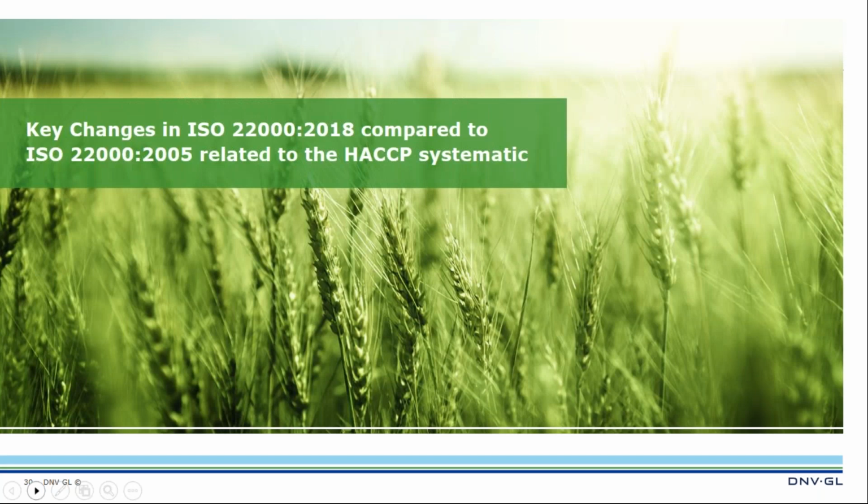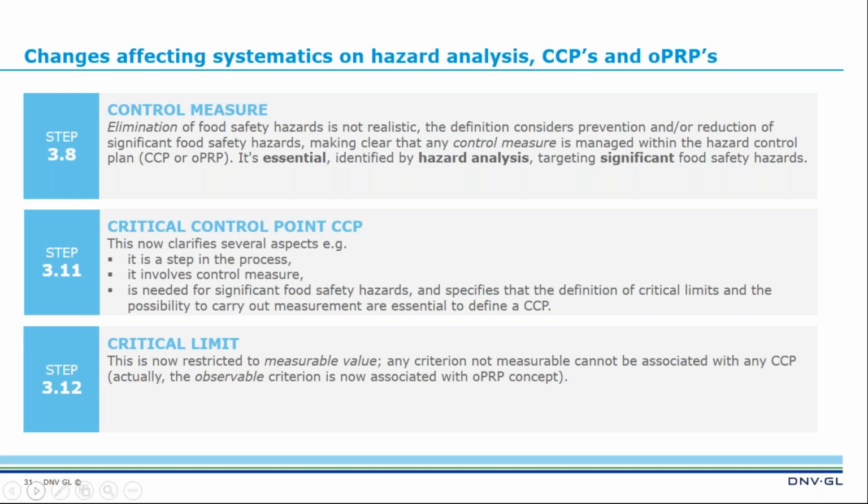Then I will go into the changes compared to the HACCP. Some of these points I will go through more quickly, if you allow me to. The control measure is basically the same now. The elimination of food safety hazards, they feel, is not realistic. So they put in the definition of prevention or reduction of significant food safety hazards. Those are the changes in the definition portion. The definition for the critical control point has been further clarified to explain that it is a step in the process which involves a control measure, and it is required for a significant food safety hazard.